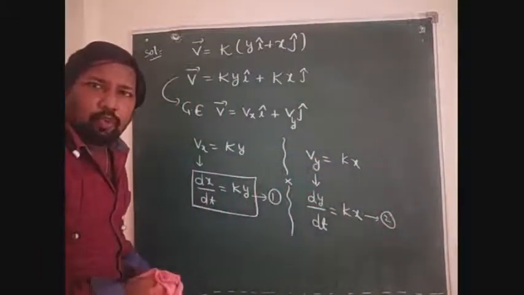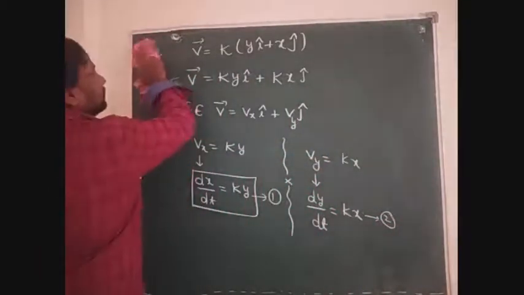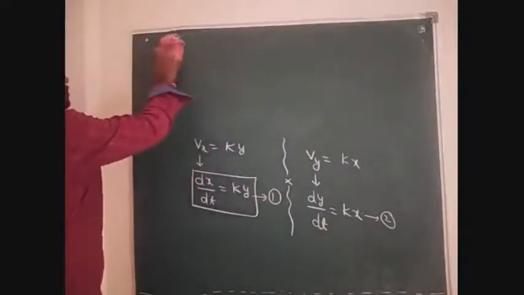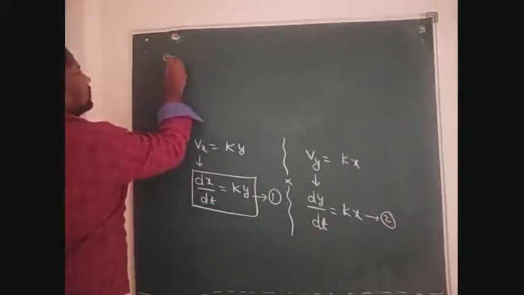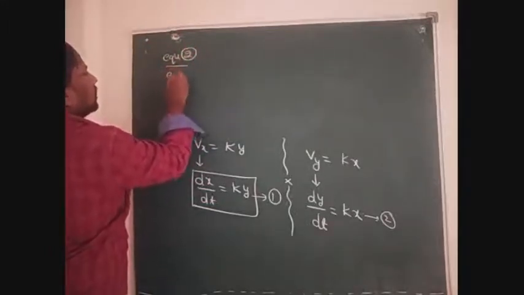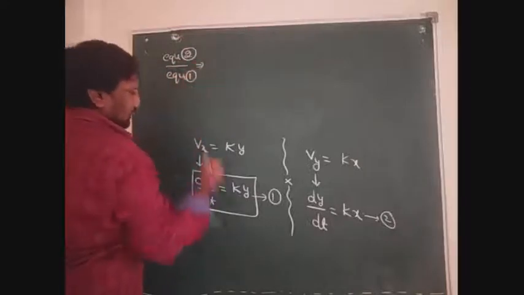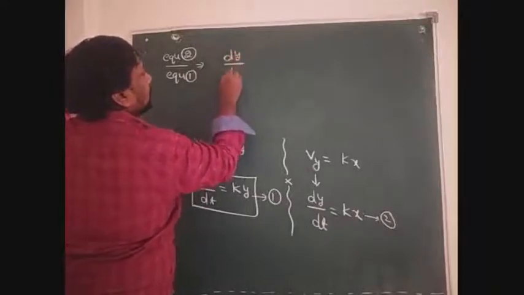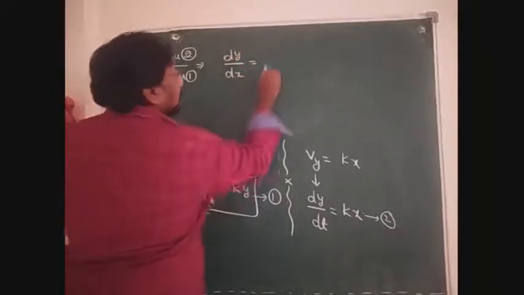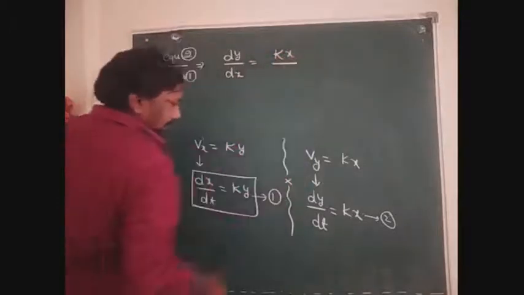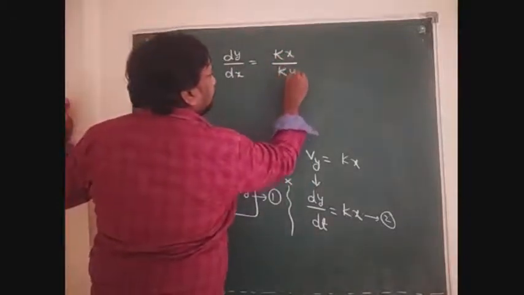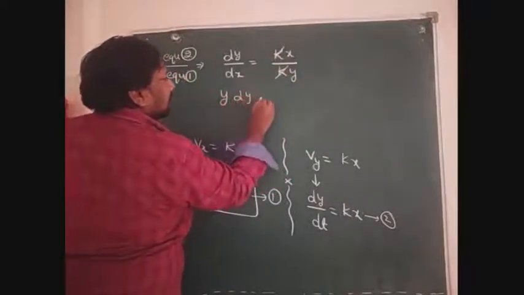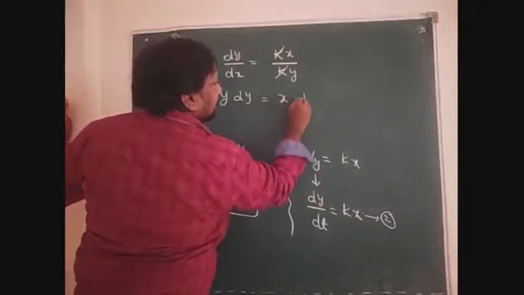Now equation 2 by equation 1, we get dy by dx equal to kx by ky. So here k cancels, and y into dy is equal to x into dx.